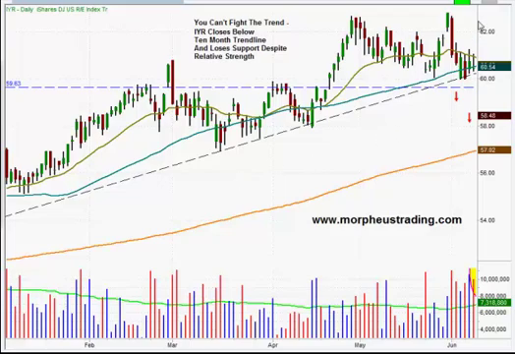As of Wednesday of last week, this candlestick right here is Wednesday's trading range. As of Wednesday, IYR was trading at the trend line. We were trading at support of the 50-period moving average and the trend line.